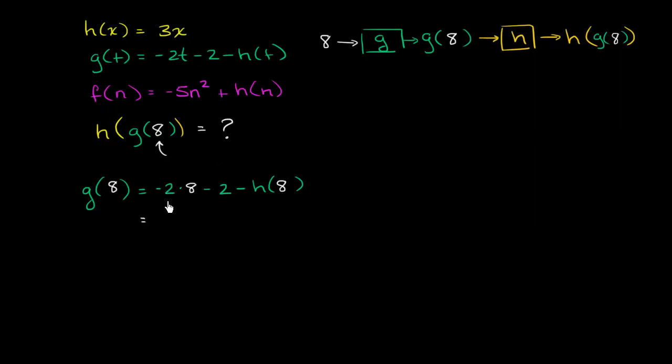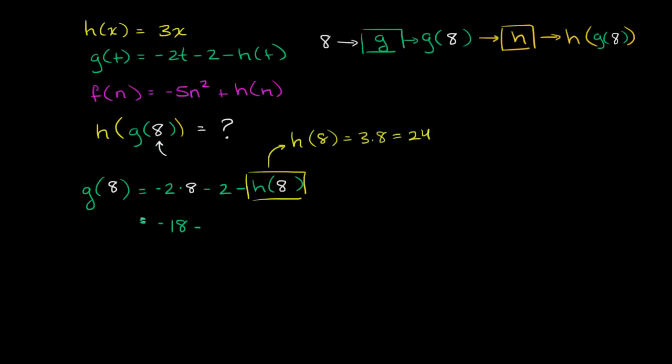Now let's see if we can calculate this. This is going to be equal to negative 2 times 8 is negative 16, minus 2 is negative 18. So this is going to be equal to negative 18 minus, what is h of 8 going to be equal to? So let's do that over here. So h of 8. Now we go to the definition of h. Don't worry about later we're going to input all this into h again. Let's just worry about it one step at a time. We need to calculate h of 8. So h of 8 is just going to be, well, every time we see an x, we replace it with an 8. It's going to be 3 times 8, which is equal to 24. So this value right over here is 24.